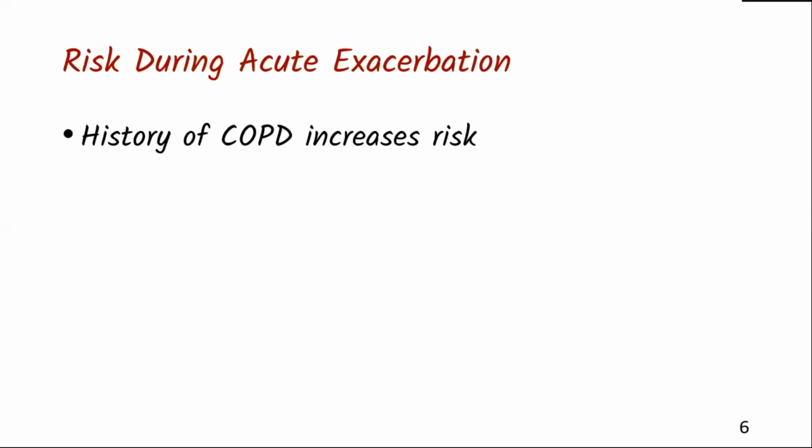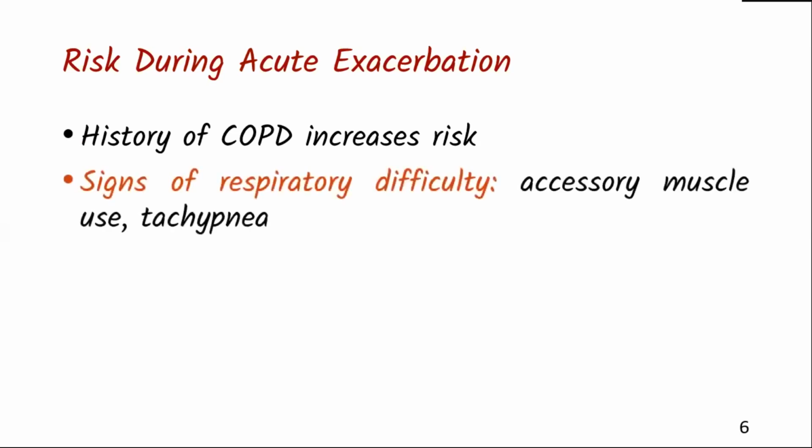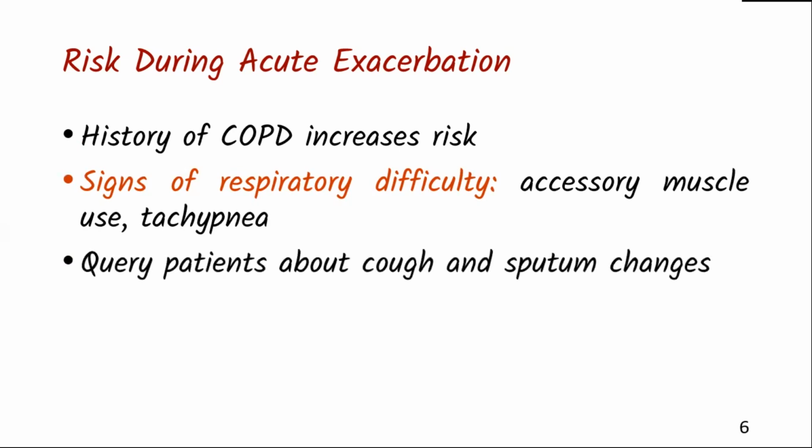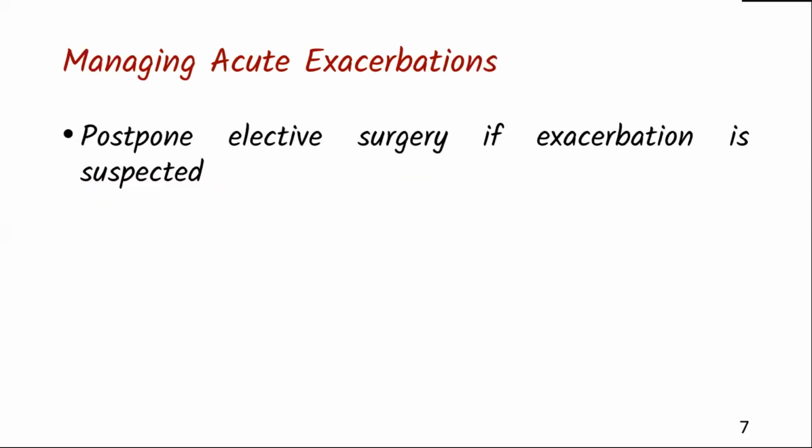Patients with a history of chronic obstructive pulmonary disease are at higher risk for respiratory issues, especially during an acute attack. Look for signs of respiratory difficulty such as the use of accessory muscles and rapid breathing. Ask the patient about any recent changes in cough frequency or sputum production, as they can indicate an acute attack.